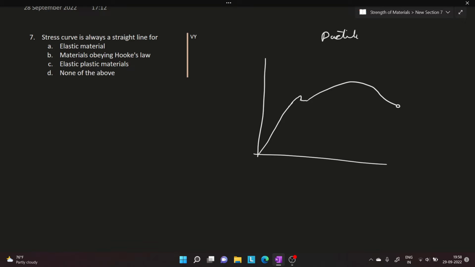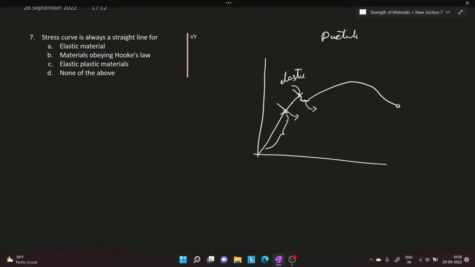Right, so in this we are going to have a point which is called the proportionality limit, and another point which we call the elastic limit, and then we are going to have the plastic region. In this region, without any increase in stress, the strain is going to increase. This region is the non-linear region, and this is going to be the linear region.